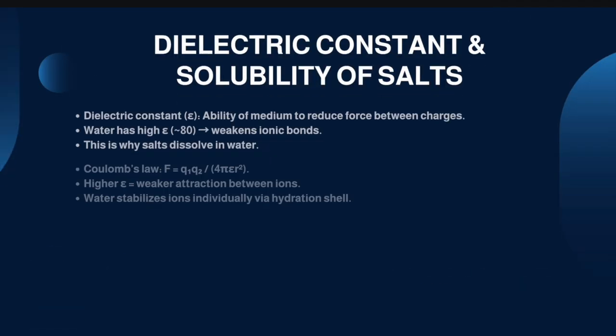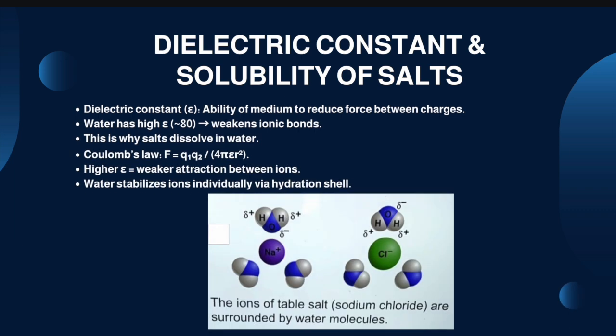Now let's understand this dielectric constant part and Coulomb's law. So what is this dielectric constant? It tells you about the ability of a medium to reduce the force between charges. If I simply say, in the diagram you can see the Na positive and Cl negative being separated. They are not able to form the ionic bond. Why? You can see they are surrounded by water molecules.